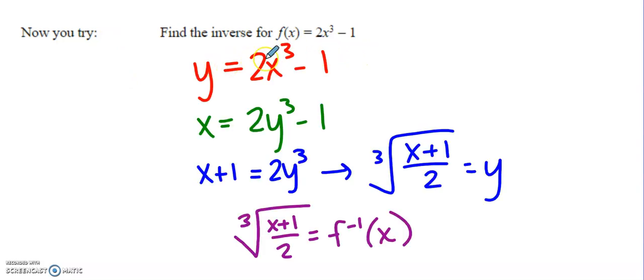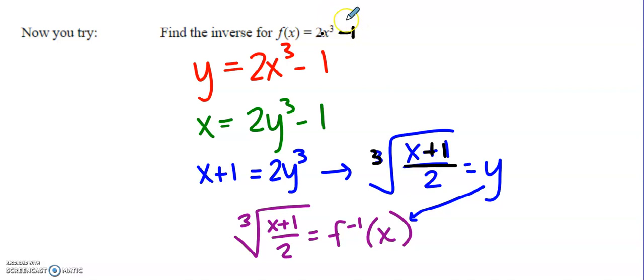Okay, showing the steps, we replace f of x with y, switch our x's and y's around, solve to isolate that y, and then rewrite our y with function notation. Again, think about what you noticed. We have 2 times x to the 3rd minus 1. And here we're undoing those steps. We're adding 1, we're dividing by 2, and we're taking a cubed root. This inverse undoes the original function.